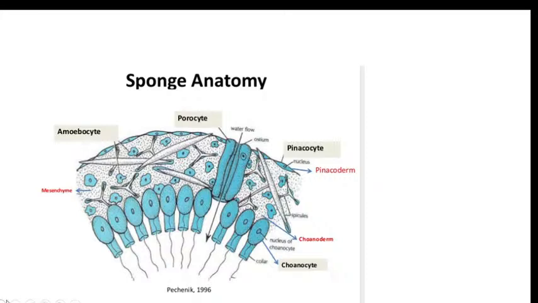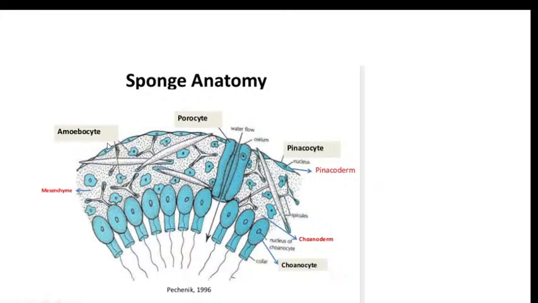multicellular organisms. The outer layer is called the pinacoderm. Just below the pinacoderm there is the mesenchyme, the region in which the cells are found. Then there is the choanoderm. These three are the layers found in the body of sponges: pinacoderm, the outer layer; just beneath it, the mesenchyme; and beneath the mesenchyme, the choanoderm, the innermost layer of the sponges.